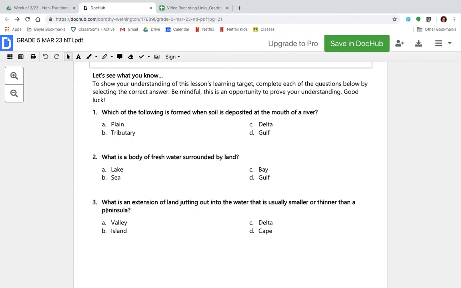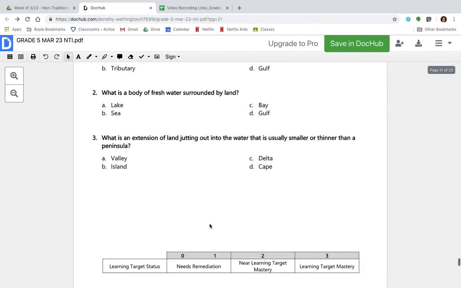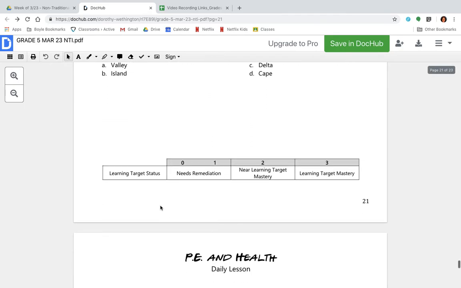Number 3. What is an extension of land jutting out into the water that is usually smaller or thinner than a peninsula? A. Valley, B. Island, C. Delta, D. Cape. Learning Target Status.